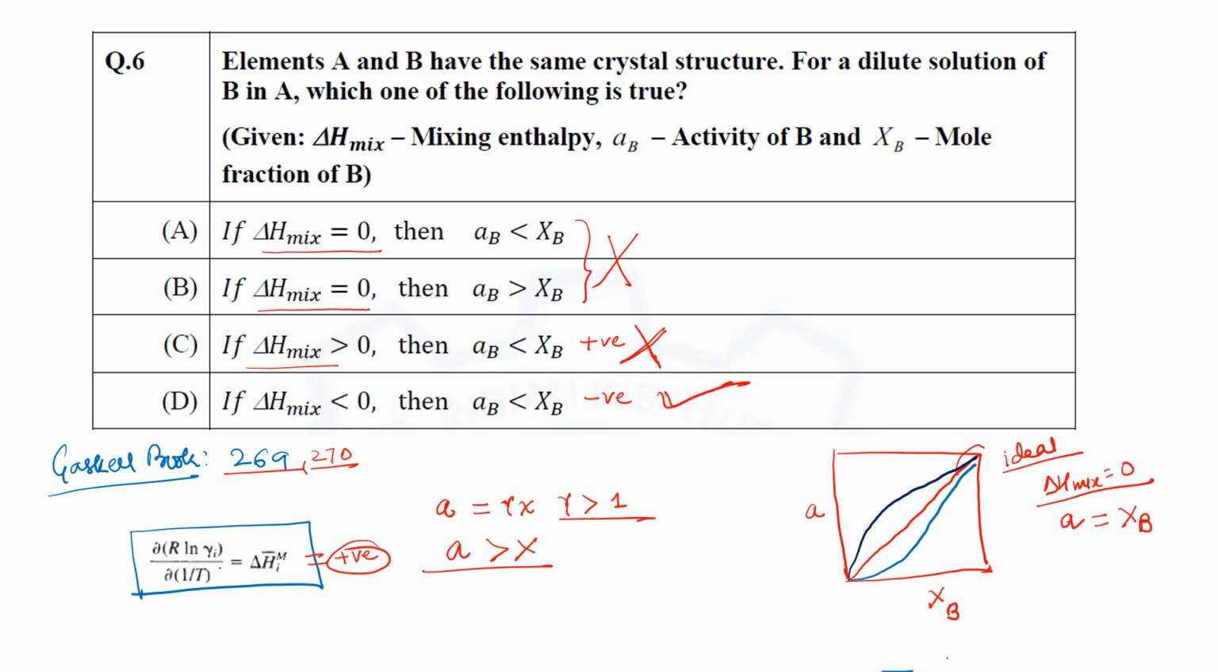Let us check it also. When delta H mix is smaller than 0, gamma i will be smaller than 1, so this complete term will be negative. Now the activity will be equal to gamma times x_B. Since gamma is less than 1, the activity will also be less than x_B. So option D is the correct answer.